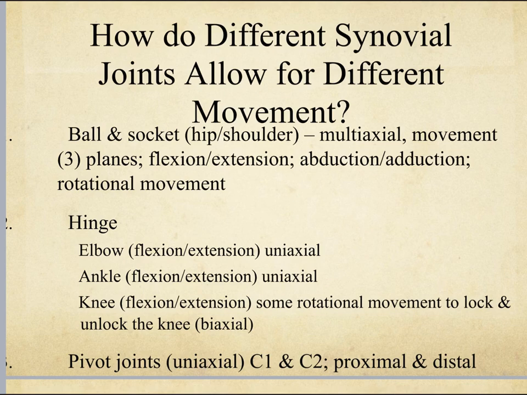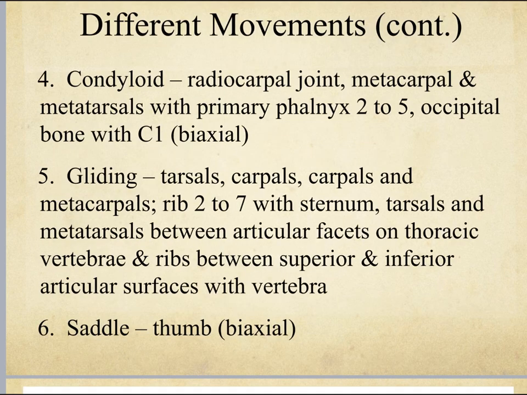Pivot joints, like C1 and C2, so if you turn your head left and right, or our proximal and distal radius and ulna, we're dealing with these uniaxial type pivots. Our condyloid joints, like our radiocarpal joint, metacarpals and metatarsals with proximal phalanges 2 through 5, and the occipital bone with C1, so taking your head, rocking yes, and giving some lateral and medial flexion, is a biaxial joint.